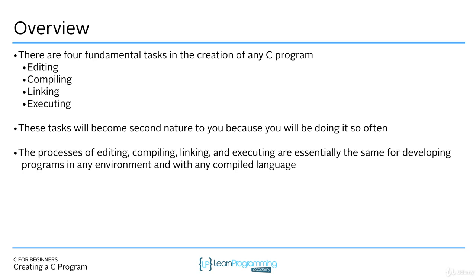The processes of editing, compiling, linking, and executing are the same for developing programs in any environment with any compiled language. This is not unique to C. If you're writing a Java program, you're going to write the source code and compile it. Linking you might not be as aware of in Java, but it's going to do some kind of linking, and we'll talk about what linking is. And then you're going to run the program. What I'm describing here, again, is how it's done in C.